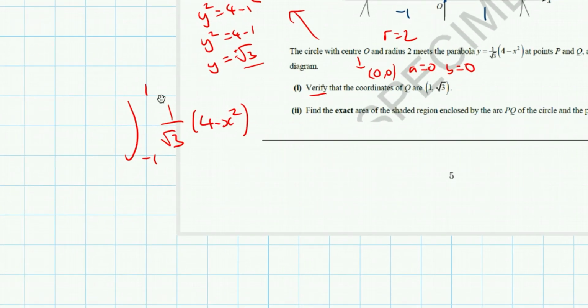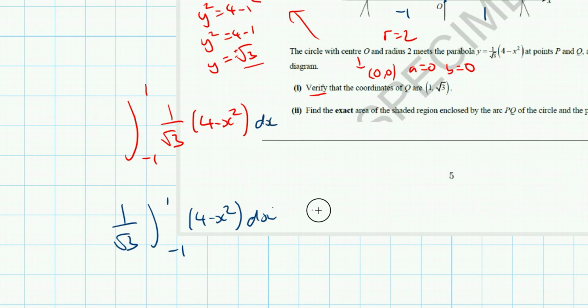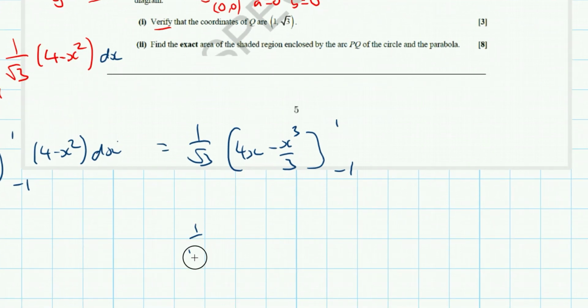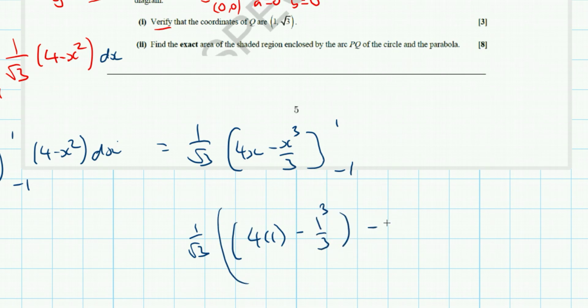Whenever we have an integral with a constant in front, I pull it out because it makes it easier. So it's 1 over root 3, the integral from minus 1 to 1 of 4 minus x squared. Then we integrate. It becomes 1 over root 3, and then 4x minus x cubed over 3 between 1 and minus 1. And then from here we can substitute that in, so it's 1 over root 3, 4 times 1 minus 1 cubed over 3. Then we're going to subtract, so this is all subtract 4 times minus 1 minus minus 1 cubed over 3.